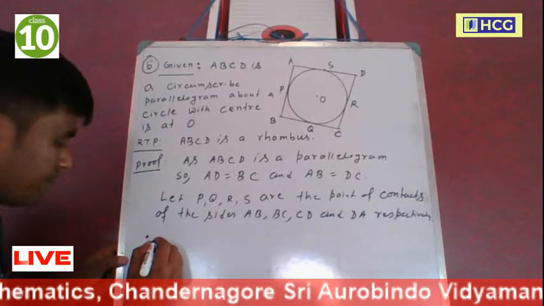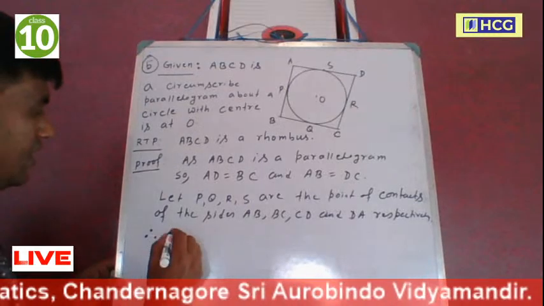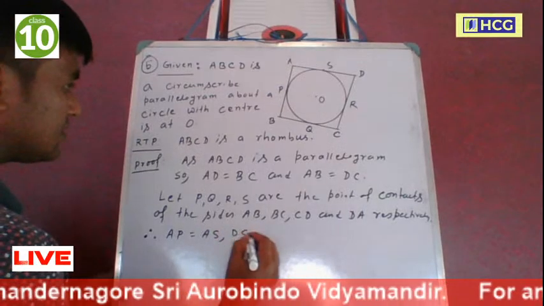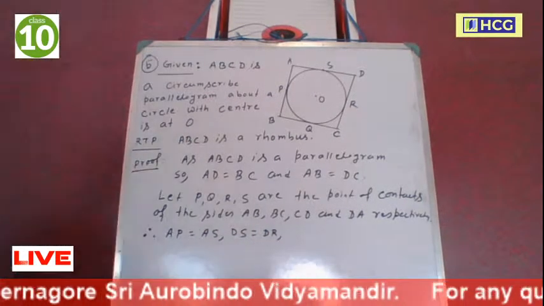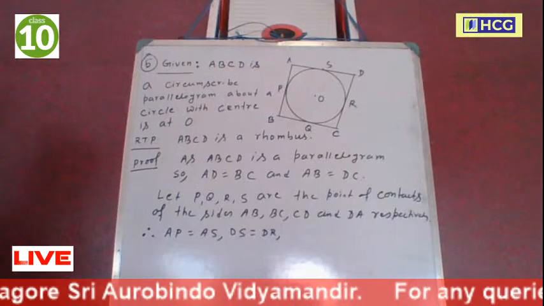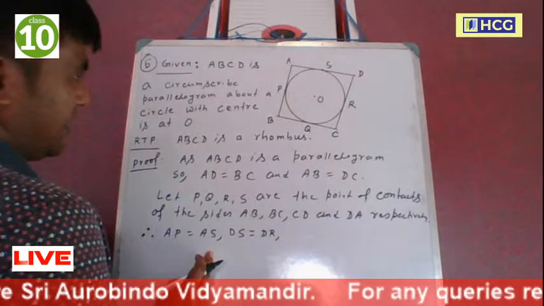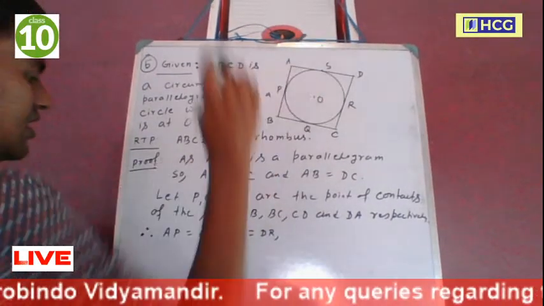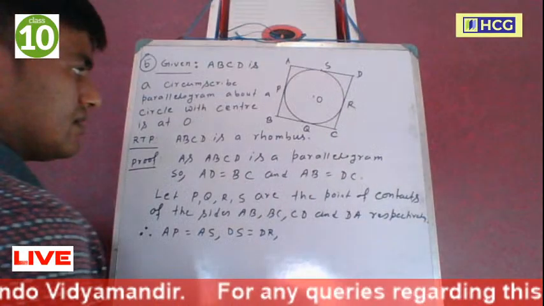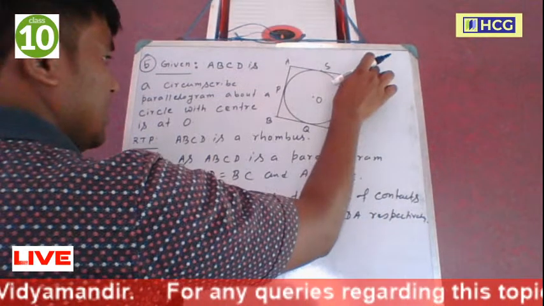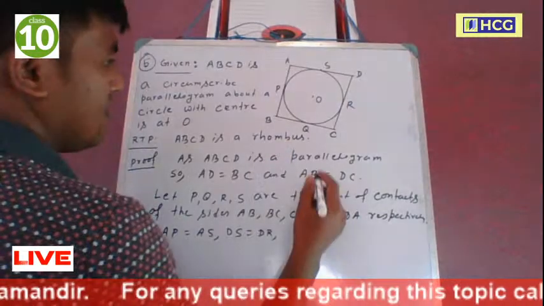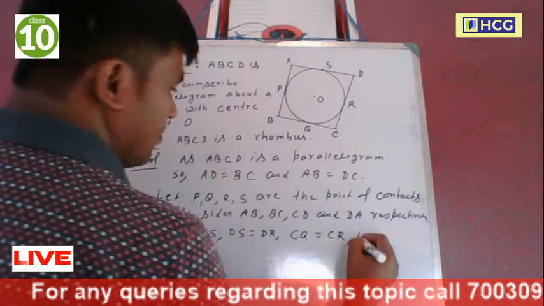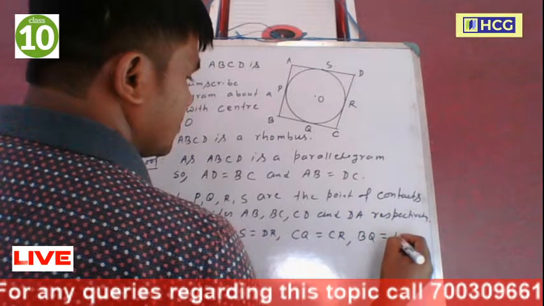So therefore AP equals AS, DS equals DR. The lengths of two tangents drawn from an external point are equal. So AP and AS are two tangents from an external point A, so they are equal. DS and DR are two tangents from an external point D, so DS and DR are equal. CQ equals CR. BQ equals BP.